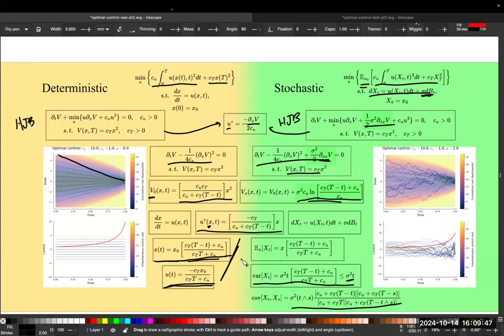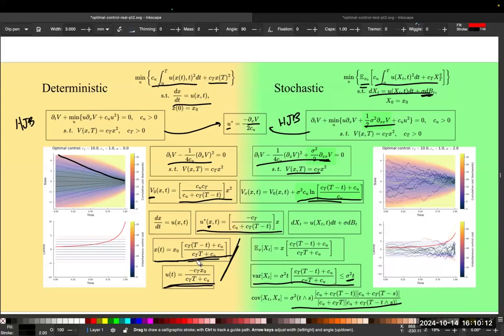I have a quick question. Yeah. So how does feedback control differ from feed-forward control? So in the deterministic case, they're exactly the same. We solved for x of t by using this ODE, plugging in our expression for u, solving for x and plugging it back into u.